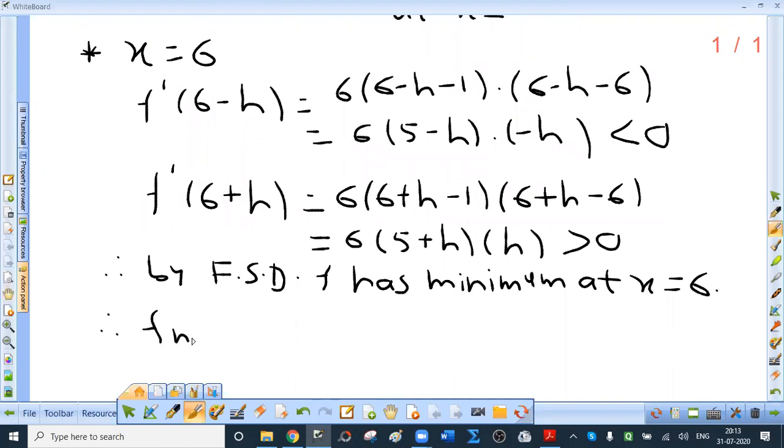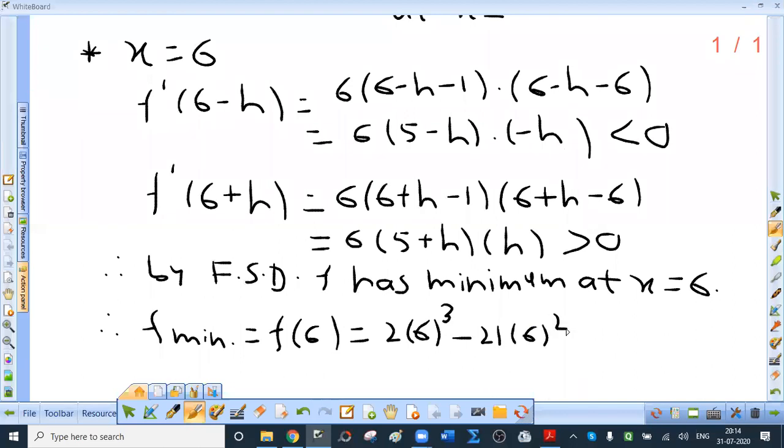So I will write, therefore f minimum is f of 6. Replace every x by 6 in the function. Tell me which value you get. It is 2 into 6 cube, minus 21 into 6 square. Remember, this is value of the function at that point, plus 36 into 6, minus 20. So this is nothing but, you have to find the value.